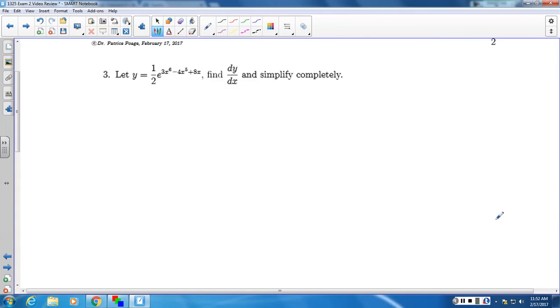Alright, number 3, taking the derivative and simplifying completely. So remember, the derivative of e to the x is e to the x. So the derivative of e to the junk is e to the junk times the derivative of the junk. The half just stays there. So I'll have e to the junk times the derivative of the junk. 6 times 3 is 18, x to the 5th, minus 5 times 4 is 20, x to the 4th, plus the derivative of 8x is 8.